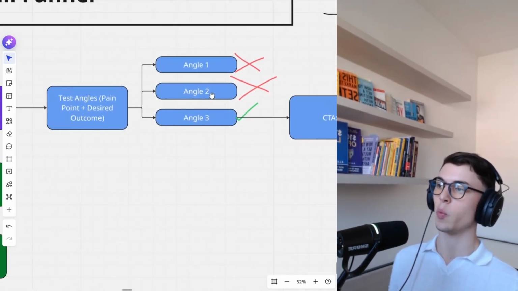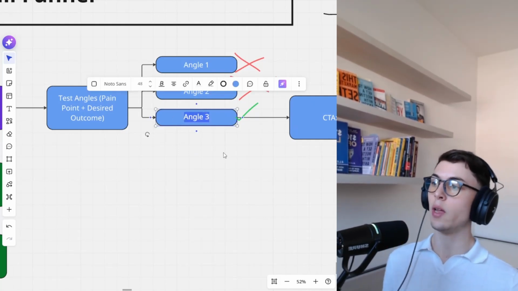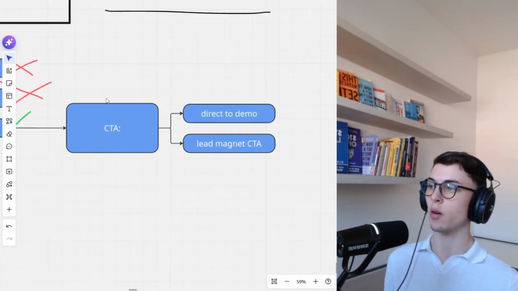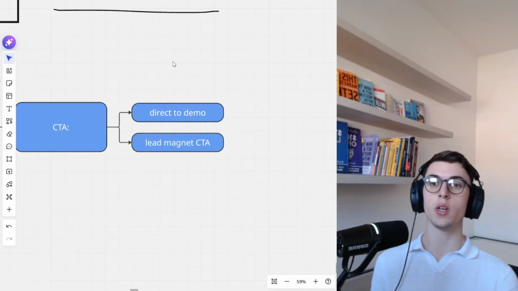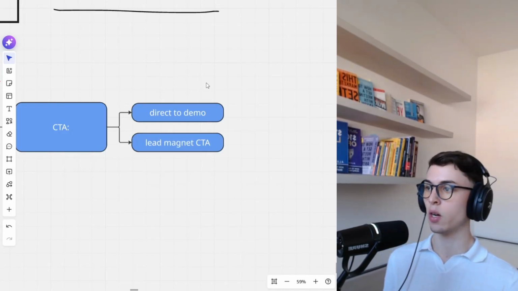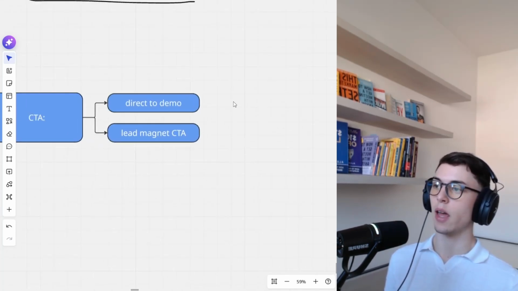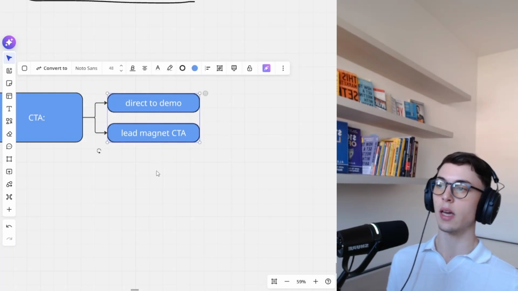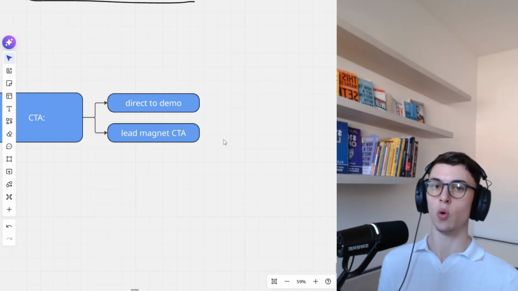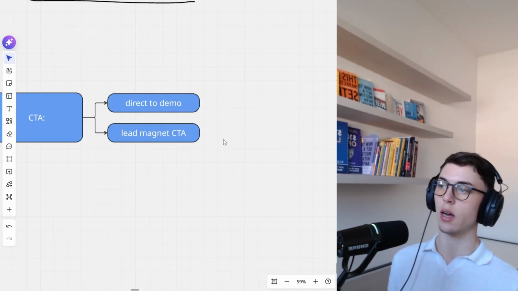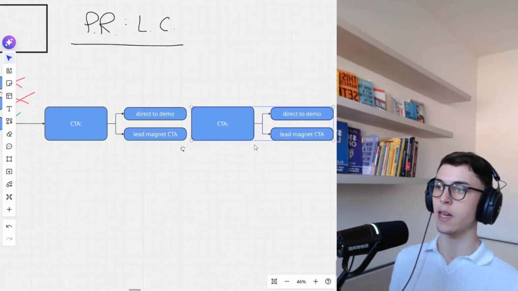So again, let's recap here, right? We tested 3 different angles. We found angle 3 was the best performing one in terms of pain point plus desired outcome. Now we're picking angle 3, and we are running 2 different variants with angle 3, so with the same pain point and the same promised desired outcome. And we are testing the CTA, either a direct to demo CTA or a lead magnet CTA. Now from there, you understand what's the best performing CTA? Again, don't necessarily track the positive responses per CTA or per variant. You want to track more bottom of funnel metrics, such as booked calls and potentially closed deals, ideally. And then you want to pick the best performing one, and then again, test another variant.